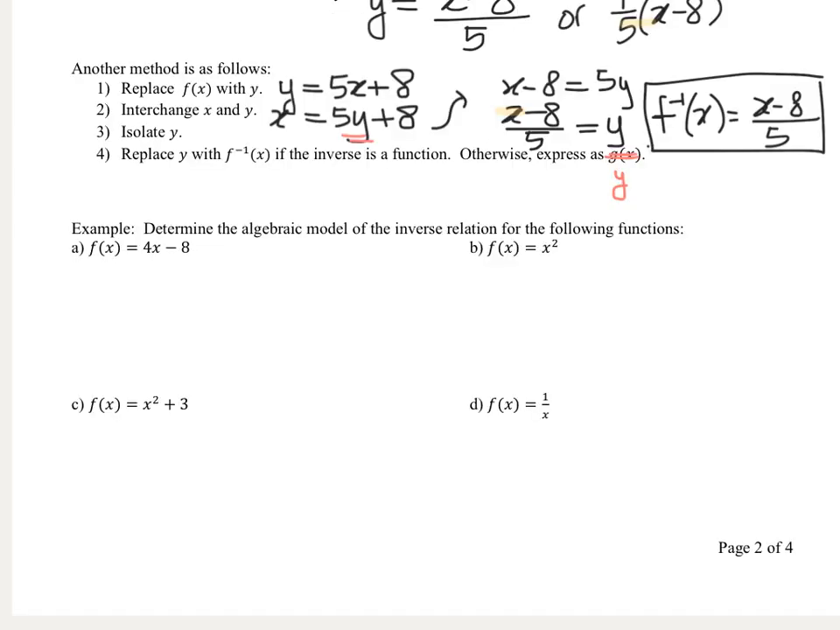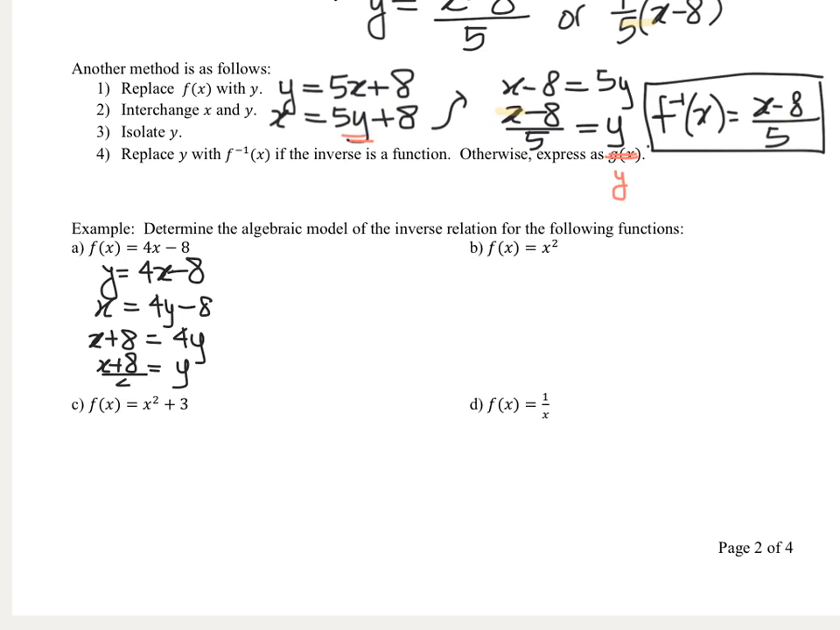So let's go over these examples here. You have f of x equals 4x minus 8, and we want the inverse. So first, we're going to write this as y equals 4x minus 8, and then we're going to switch x and y, so we get x equals 4y minus 8, and then we're going to do opposite operations in backwards order. So we're going to have x plus 8 equals 4y, and then we're going to have y equals x plus 8 over 4.